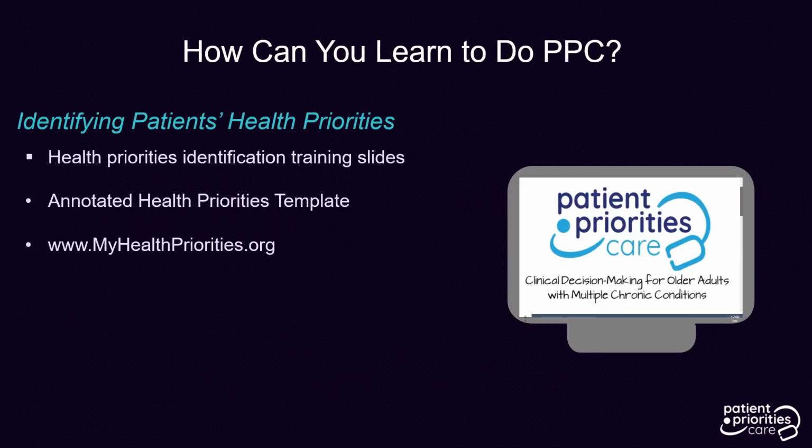Here is a summary of resources available to support facilitation of patient priorities care. In addition to the current training, an online course is available through the American College of Physicians called Helping Your Patients Identify Their Health Priorities. There is an annotated health priorities template, which gives quick tips on questions to ask the patient for each section of the template. At the myhealthpriorities.org website, there is a self-directed process that allows patients and family members to walk themselves through the 5 steps we have just discussed.